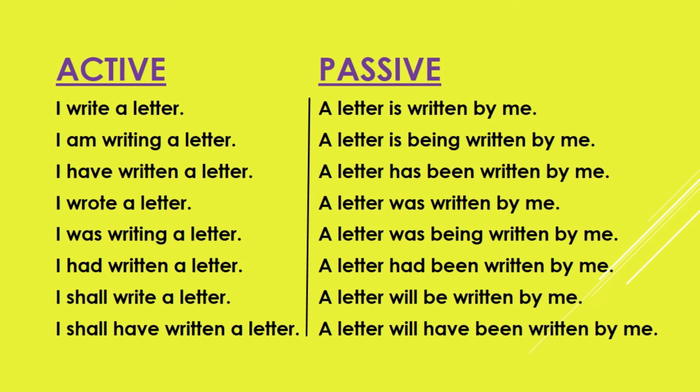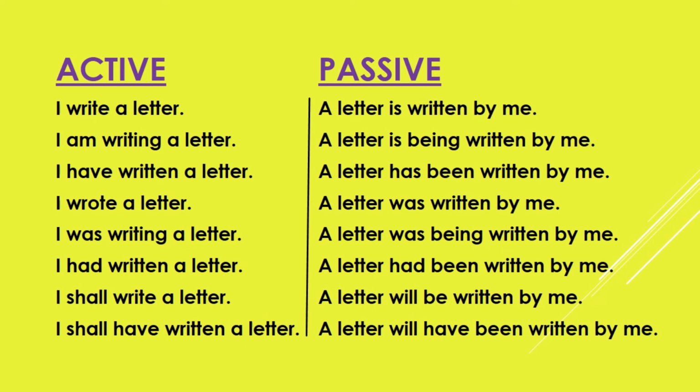Now look at the first sentence in the active voice. It is I write a letter, and we can also understand that the subject is here I, the verb is write, and finally the object is a letter. Now as I have told you earlier, the object becomes the subject. So look at the right side, students. The object has become the subject.